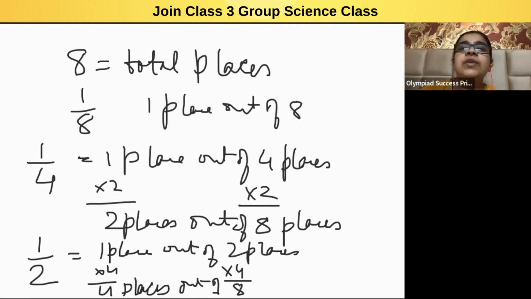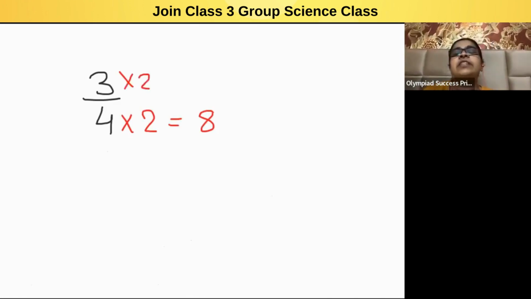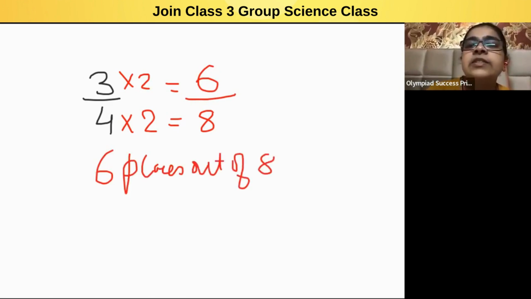One more number. 3 out of 4 places. So you know 3 out of 4 places again will not be my answer because I need 8 places. So if I multiply 3 into 2, how many places will I have to travel? Very good, Meera. Others, how many places will I have to travel? Swarnim, correct. Sanchi, correct. 6 places. Good, Shiven, Krishant, Jian, good. Krishant, it's 6. Vanya, right. 6 places out of 8 places.